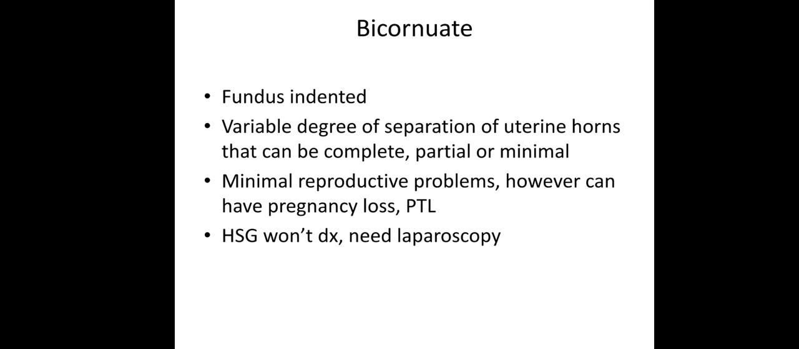So in bicornate, the fundus is indented. There is a variable degree of separation of the uterine horns. It can be complete, partial, or minimal. Your reproductive problems may be minimal, but they can have pregnancy loss and preterm labor.